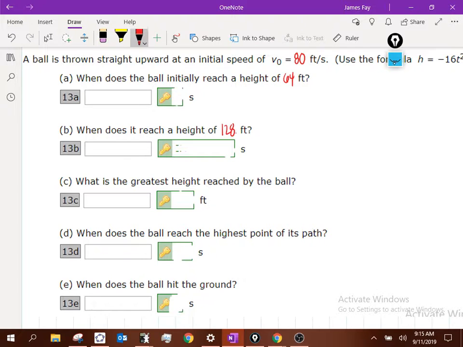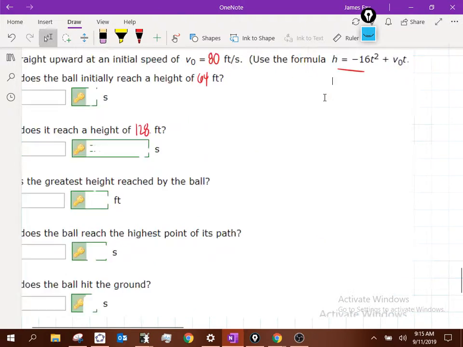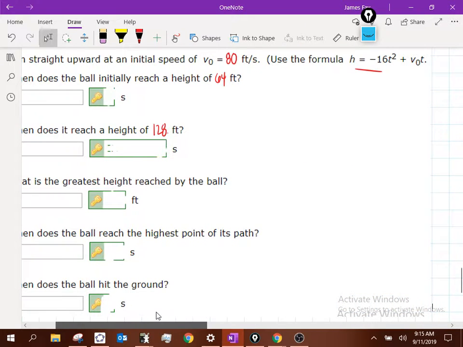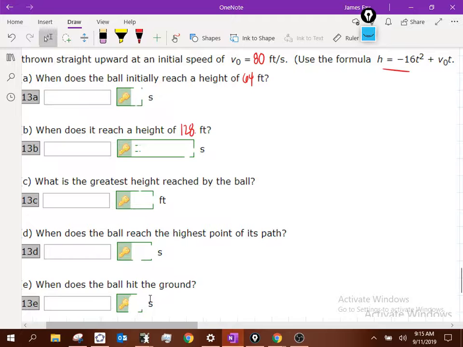So this asks us to use this formula here, which says H is equal to negative 16t squared plus initial velocity times t. Setting that up, we should have H is equal to negative 16t squared plus 80t. If you watch the video from first period, it's going to be the same 80, but the rest of the values are different, so it doesn't turn into a different question.